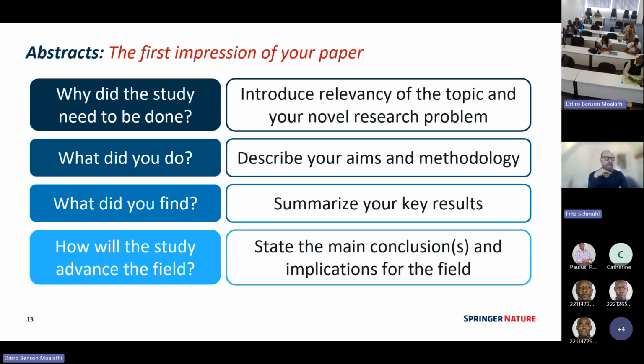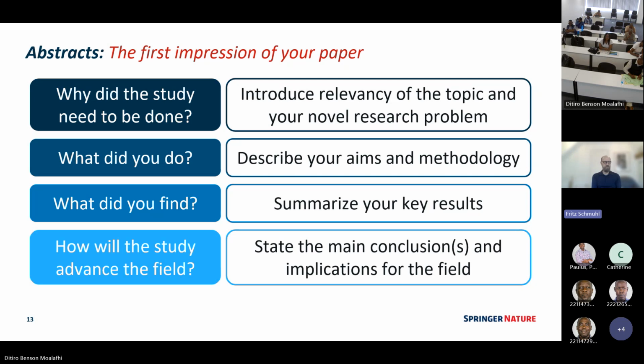We come back again here to the four questions that structure your paper very strictly, namely, why did the study need to be done, in which you introduce why this topic is relevant, and very importantly, once you've sketched what the field looks like, what the knowledge gap is, you connect immediately what your research question is and why it is novel. Next question, what did you do? In which you describe the aims again and the methodology that you employed.